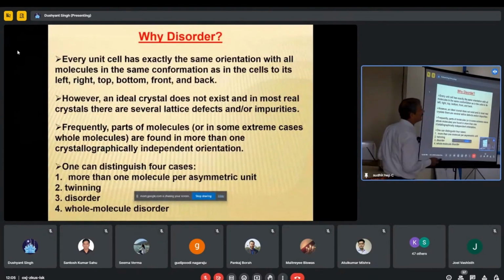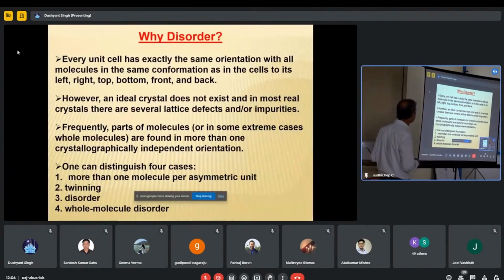Why disorder? Where does disorder come from? Every unit cell has exactly the same orientation, with all molecules in the same conformation. This is the basic definition of a crystal. All unit cells have the same environment. Only then do we call a molecule crystallizing in a single crystal form.